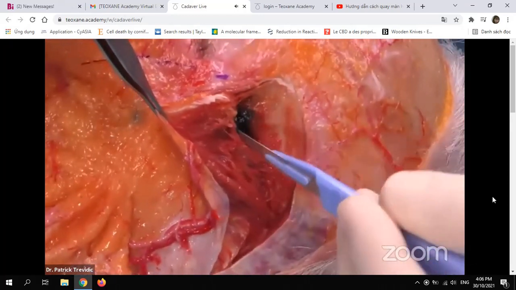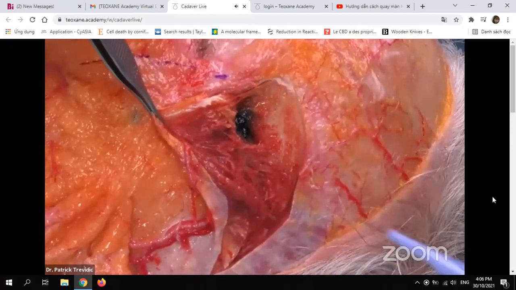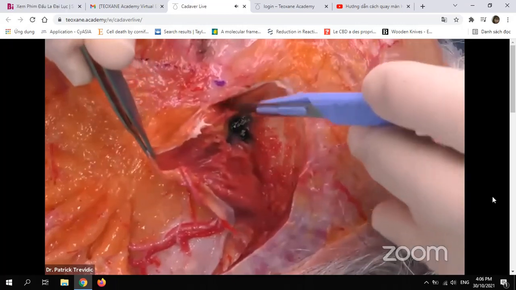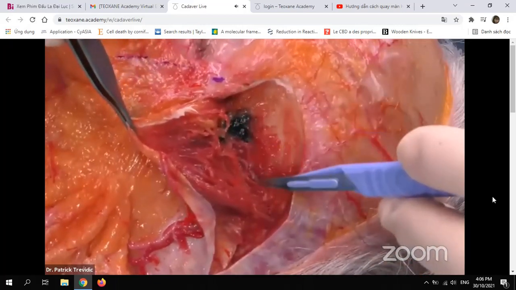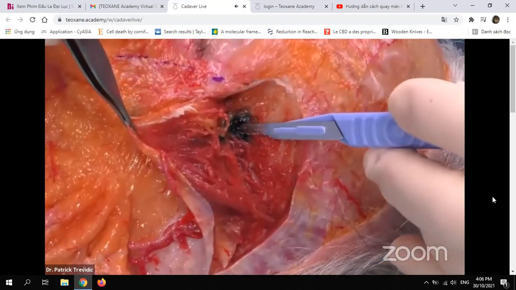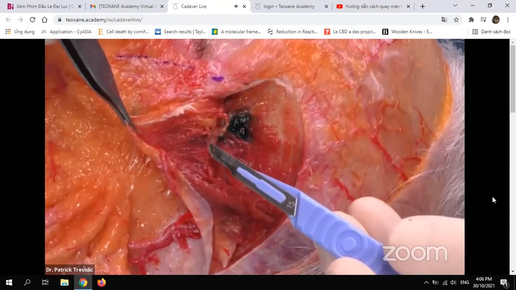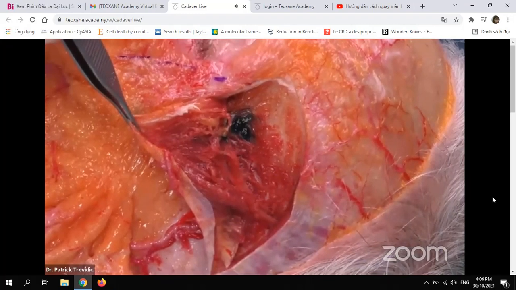You see the blue here? You see the blue very well. And this is a safe injection because you see that the blue is on the bone and the artery is inside the muscle. Thank you very much.